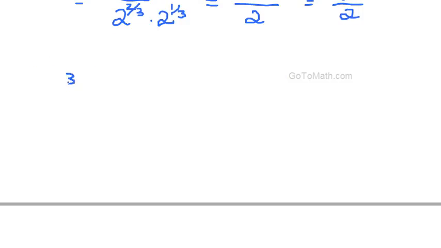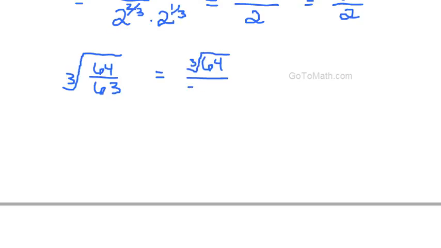So we have the cube root of 64 over 63, let's say. So I'm going to break this up as the cube root of 64 over the cube root of 63. Okay. And what are we going to do now? I'm sitting here looking at this thinking, what do I do now?